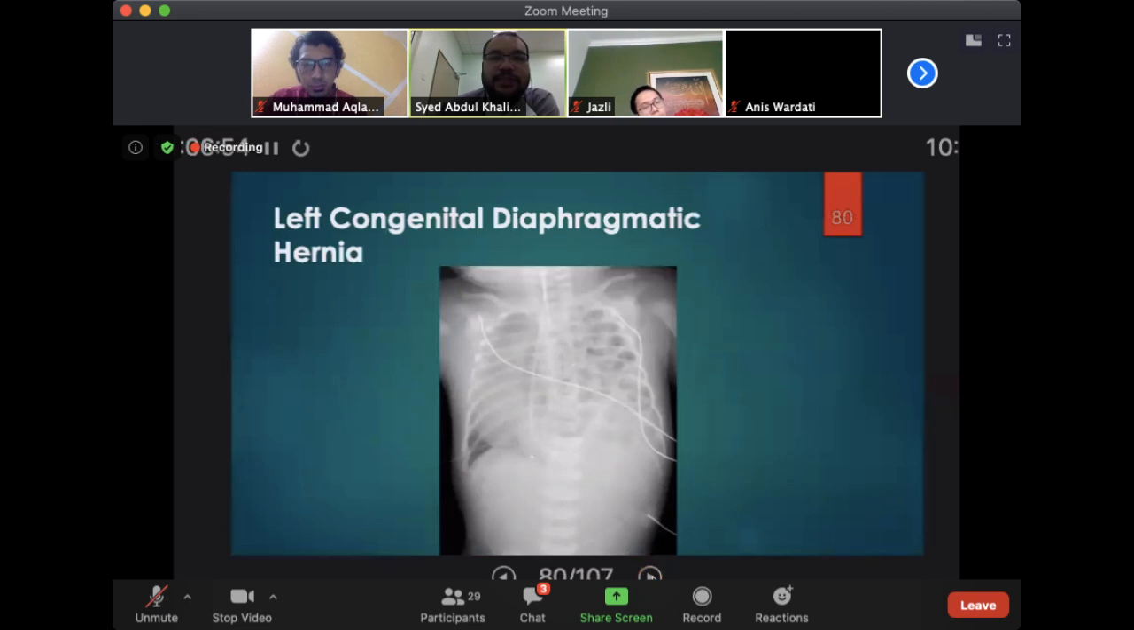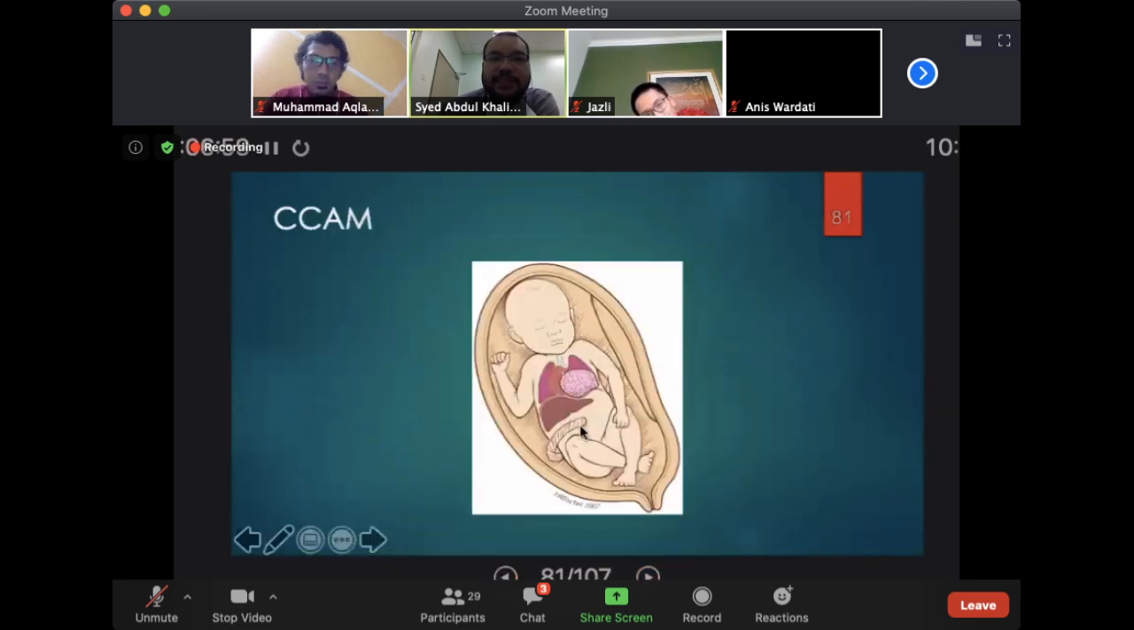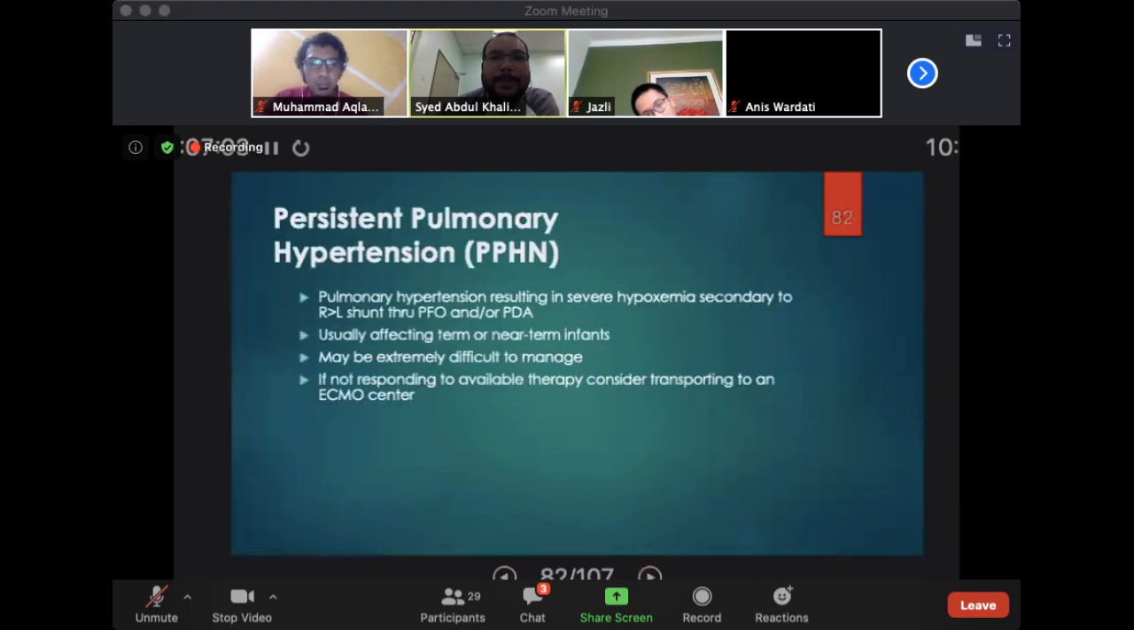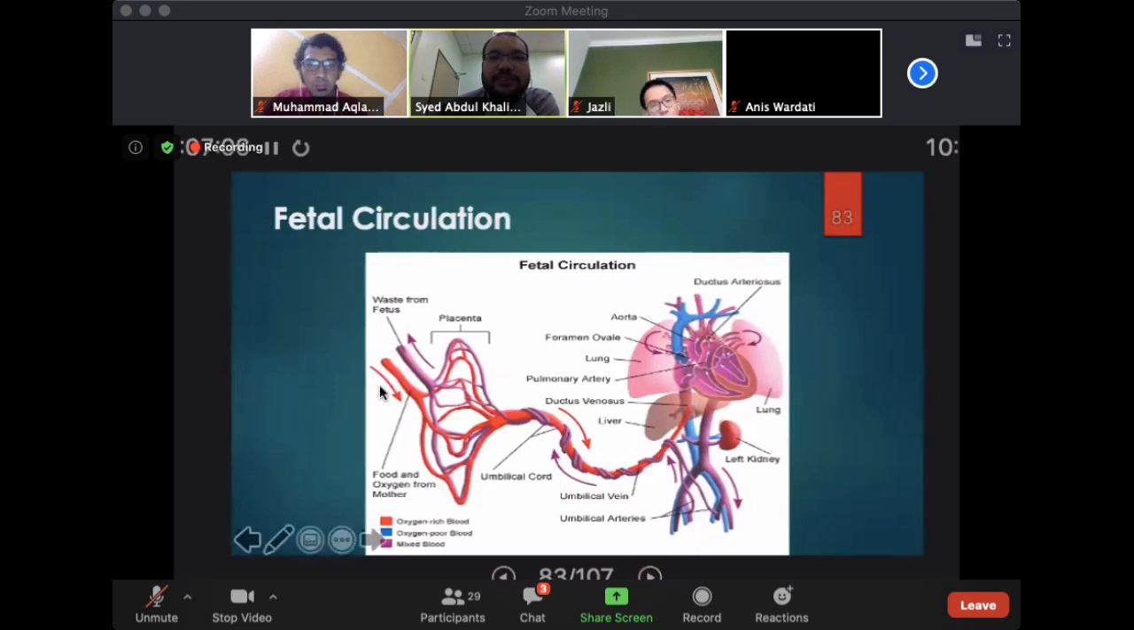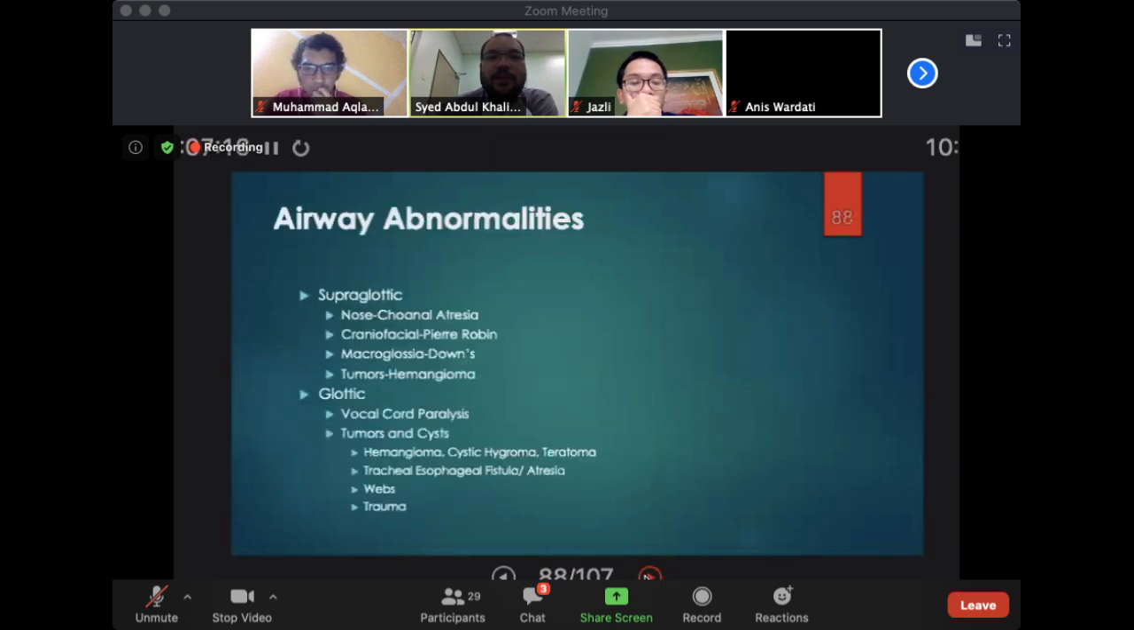So this is CDH. Ada gambar CCAM tak? CCAM is basically cystic changes and cystic adenomatoid changes in the lungs. PPHN we've discussed. So this is the ultra low resistance circulation in the placenta. Okay lah, I think that's all lah.